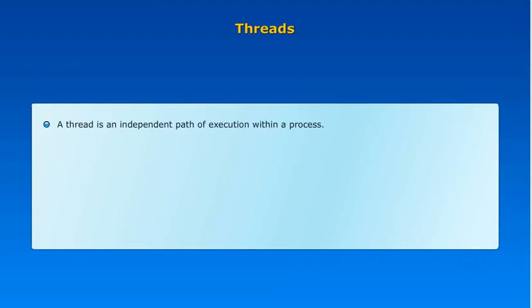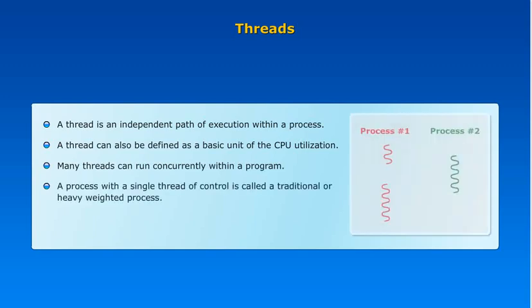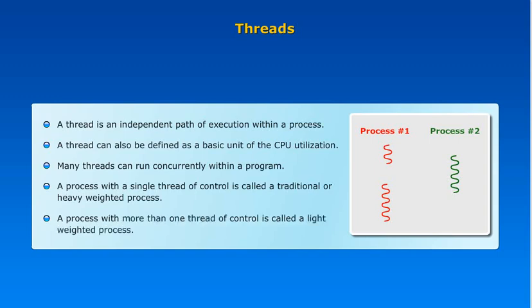A thread is an independent path of execution within a process. A thread can also be defined as a basic unit of CPU utilization. Many threads can run concurrently within a program. A process with a single thread of control is called a traditional or heavy-weight process. A process with more than one thread of control is called a light-weight process.